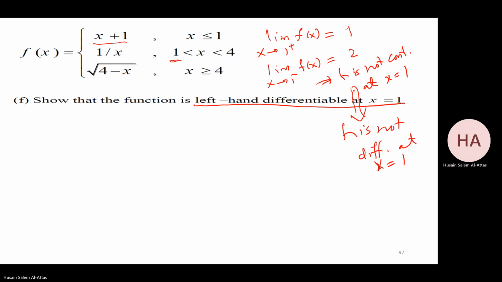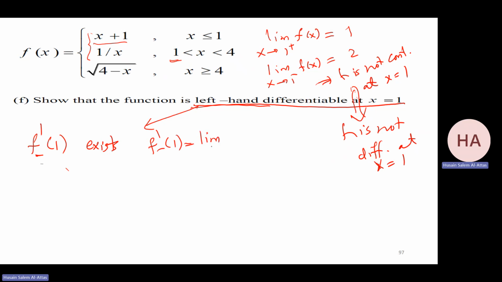Okay. For sure, f is not differentiable at x equal 1. But I want to show it's left-hand differentiable. What's the meaning of that? It means if I do f prime from left at 1, this should exist as a limit. So how to do this? I cannot do it by finding the derivatives. The only way is through the definition. So I'll check f prime left at 1.